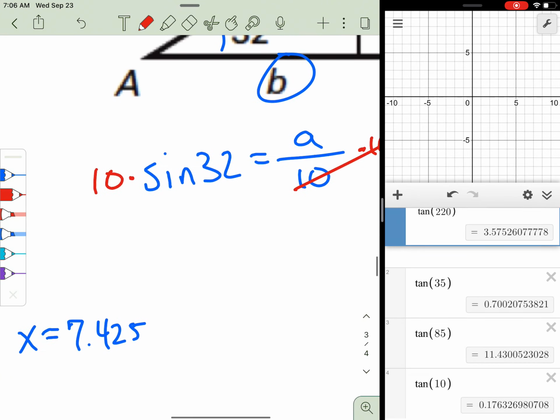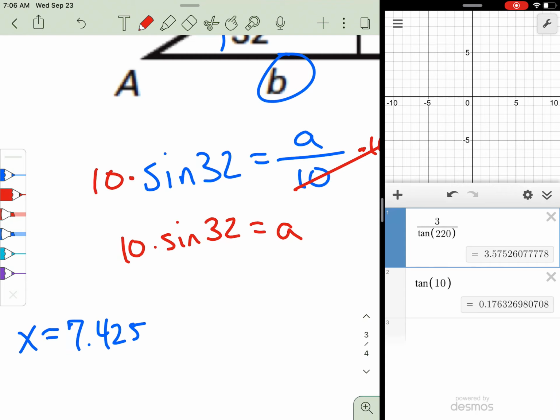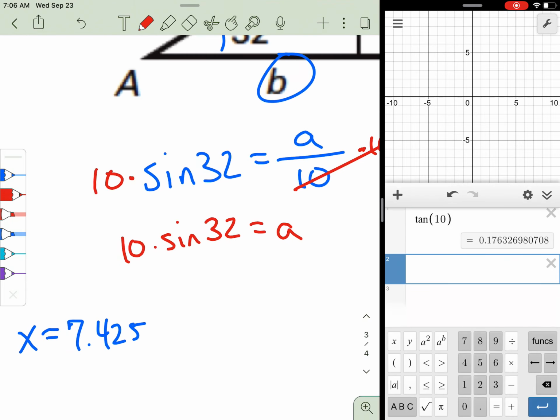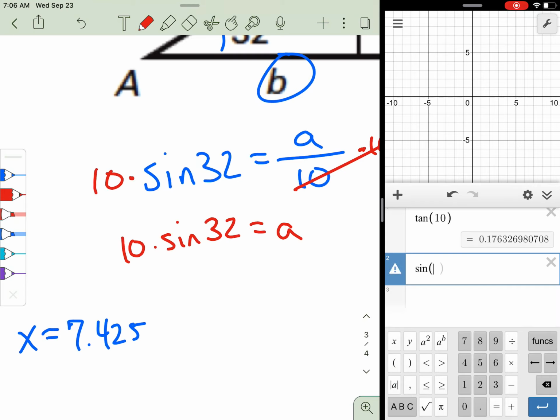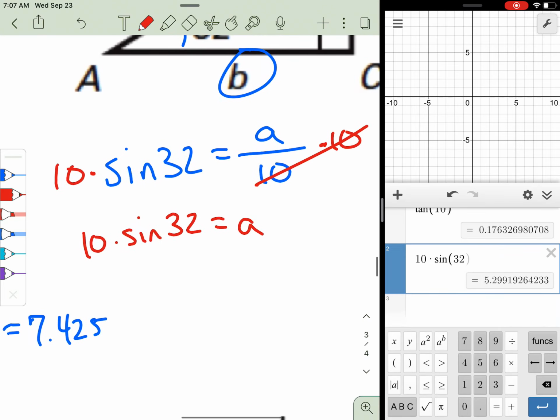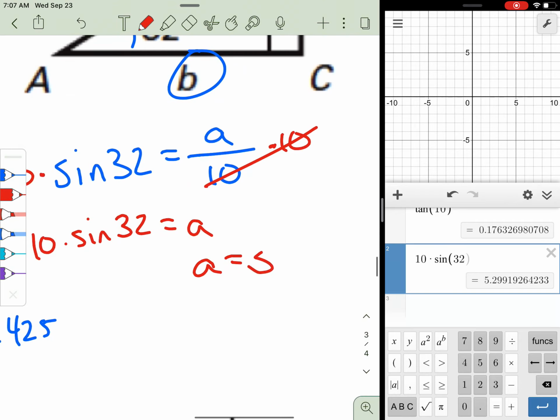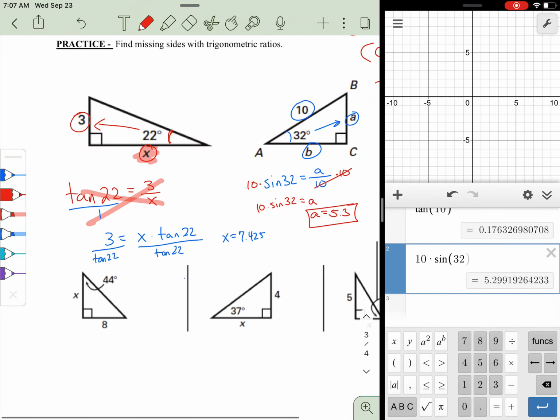That cancels out here. So I have 10 times sine of 32 equals A. And we're going to plug that in. Function. Let me put a 10 out front though. 10 times sine of 32 gives me 5.3. So that's how you use trig functions to solve for missing variables.